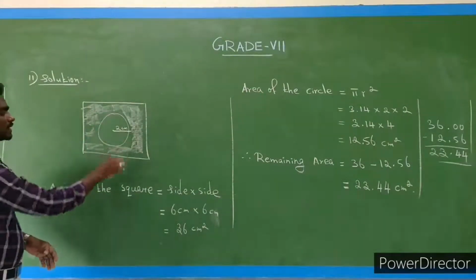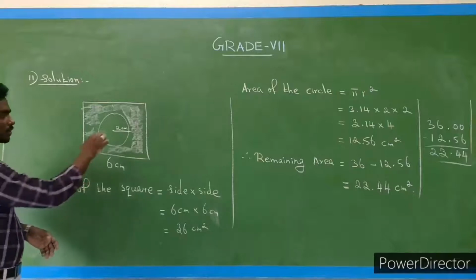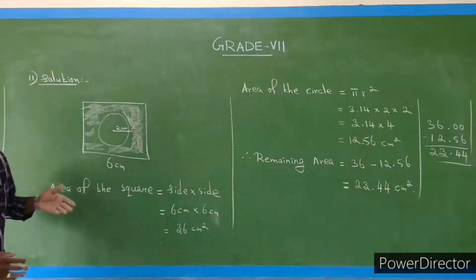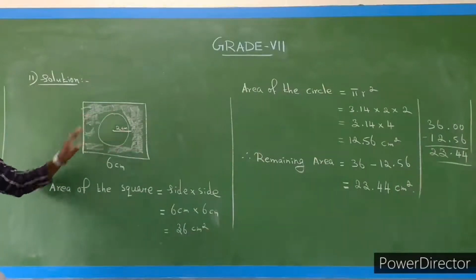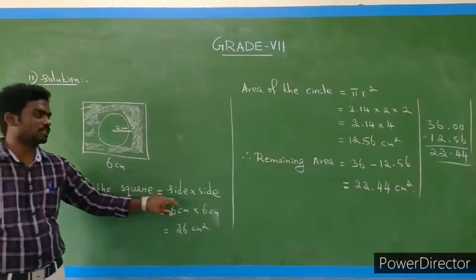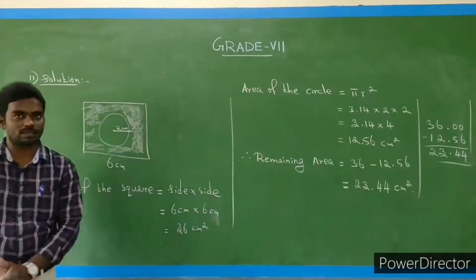So how to find this? A square sheet of side 6 centimeter is given. So a circle of radius 2 centimeter is cut out from the square sheet. So we have to find the remaining area of the square. Here area of the square is equal to 6 into 6, that means side into side. What is that? 36 centimeter square.